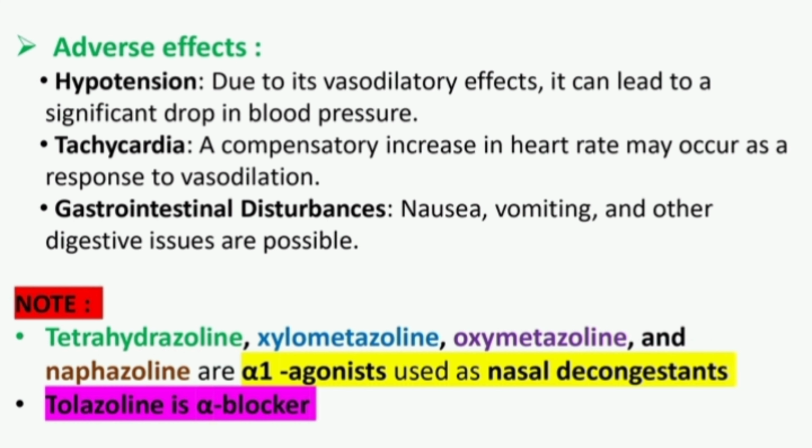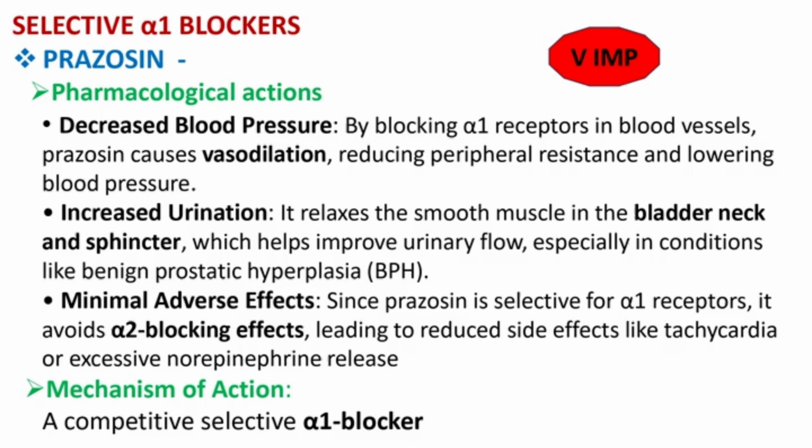And the next section is selective alpha-1 blockers. In this section, the drugs discussed are prazosin, terazosin, doxazosin, tamsulosin, and alfuzosin. One of the important drugs among the selective alpha-1 blockers is prazosin.